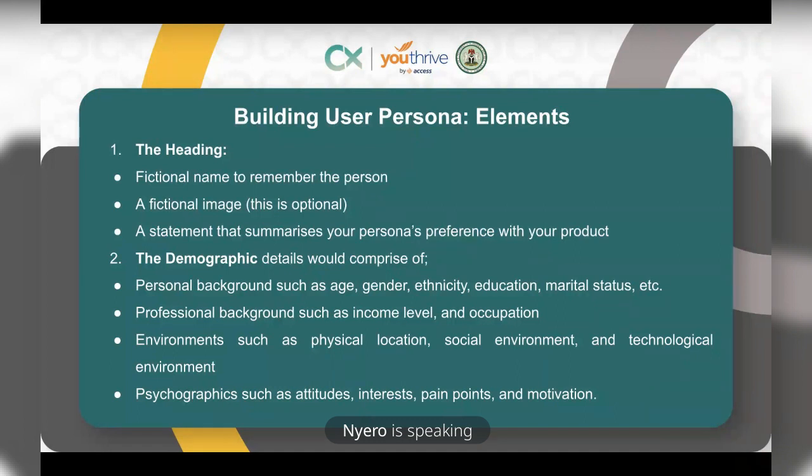And the demographic details. So remember, I said there are two elements: the heading and demographic details. Under the heading, you add a fictional name because you're trying to make the user persona realistic. You add a fictional image. This one is mandatory.